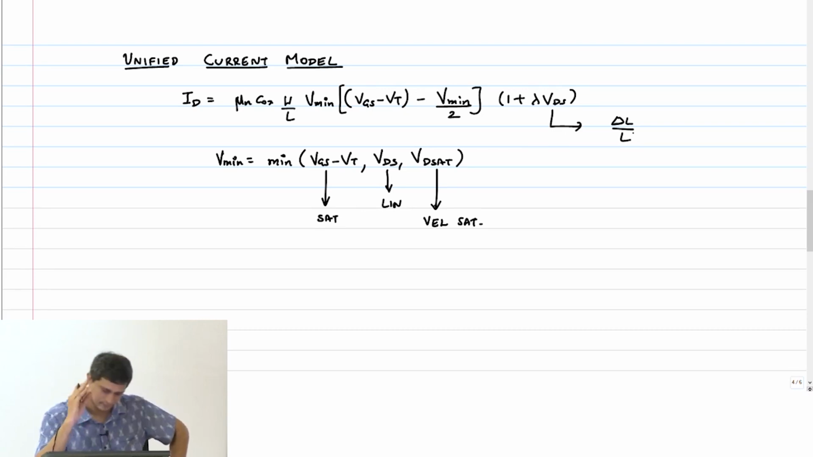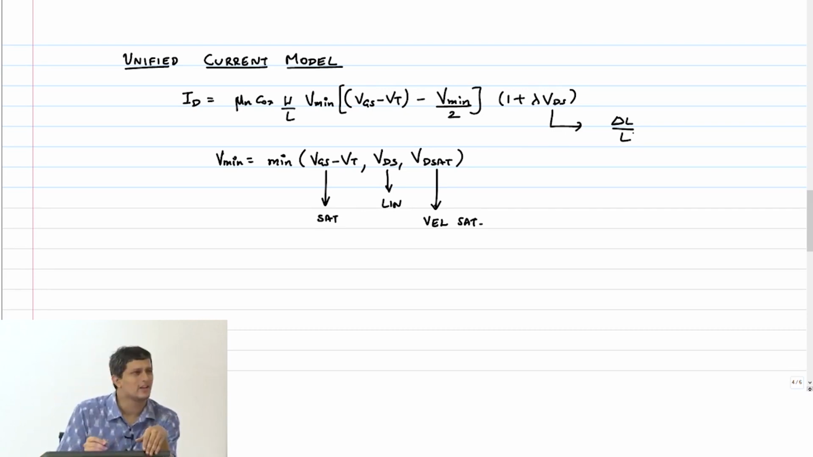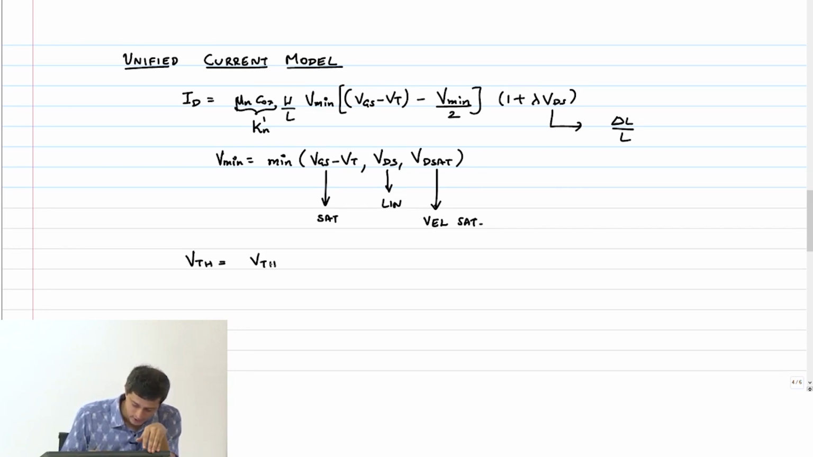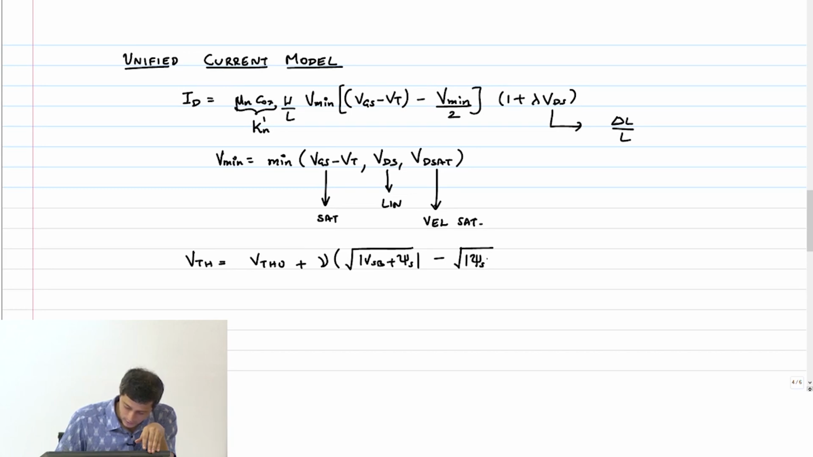Now again there are too many terms, so I will combine this and write it as Kn prime. Then I have this V min, VGS, whatever. And I have my threshold voltage equation. What is it? It is VTH naught plus gamma times root of mod VSB plus psi s minus root of mod psi s.